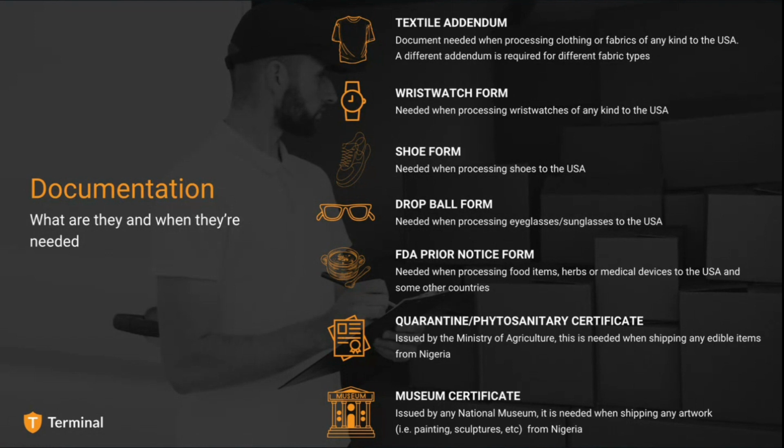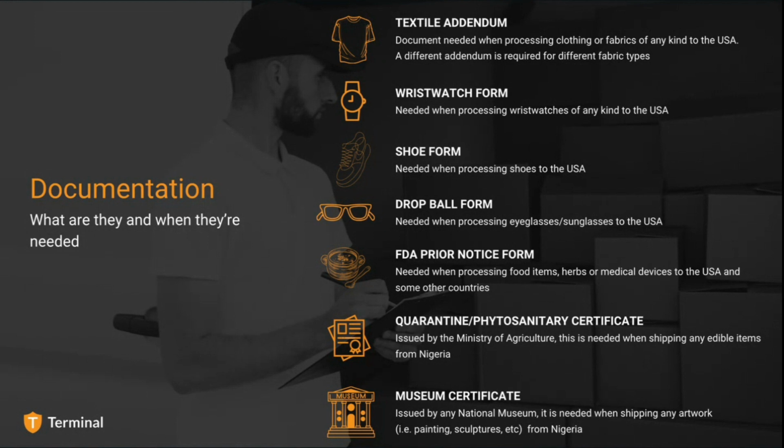So we have textile addendum, which is a document that is needed when you're sending clothing or anything that is fabric, like a towel, whatever it is, when you're sending that to the USA. A textile addendum is needed, and they usually require a different addendum for different fabric types, right? So this is peculiar to FedEx when you're shipping to the US using FedEx.